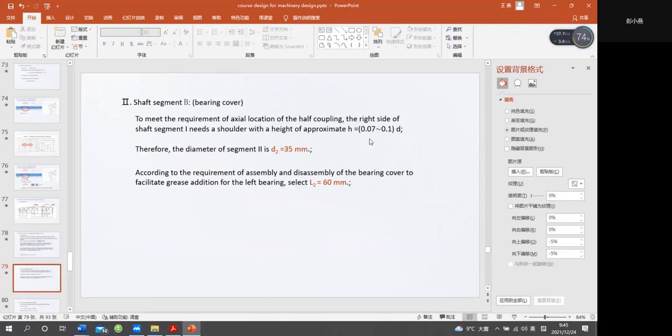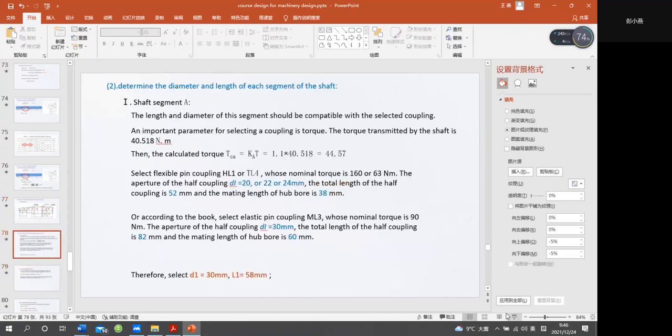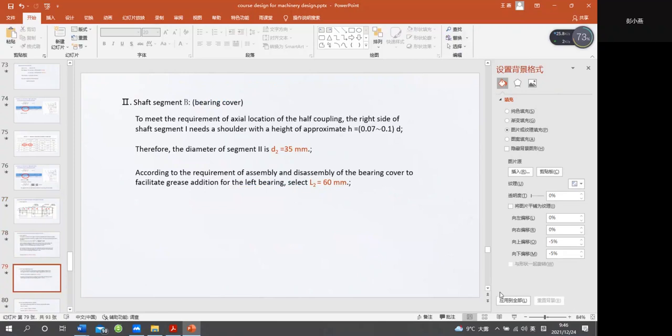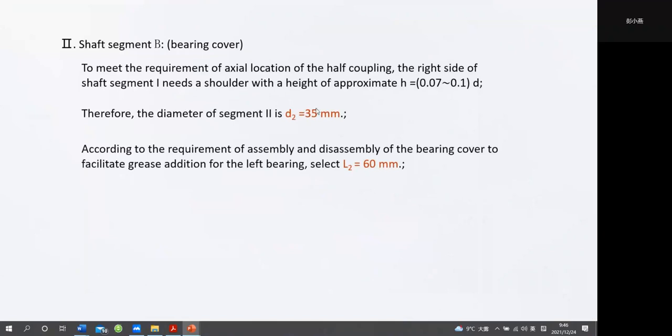And then we select H is 2.5. Select the H, the height of the shoulder is 2.5. So this diameter should be D1 plus 2 times H. Okay? So D1 is 30 plus 2 times 2.5 is 35 millimeter, okay? 35 millimeter.